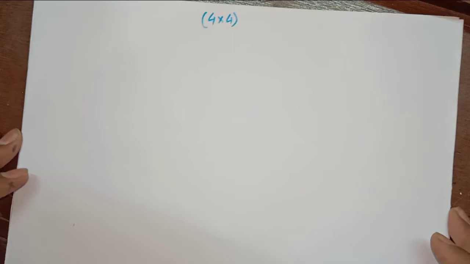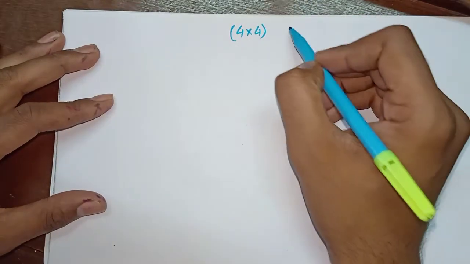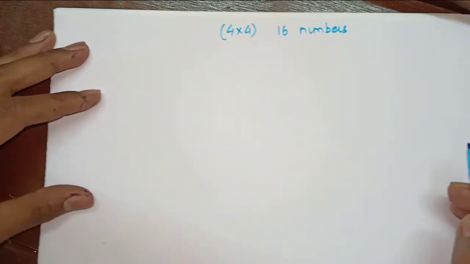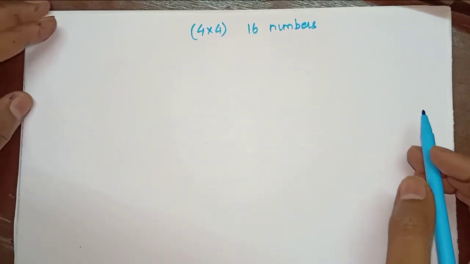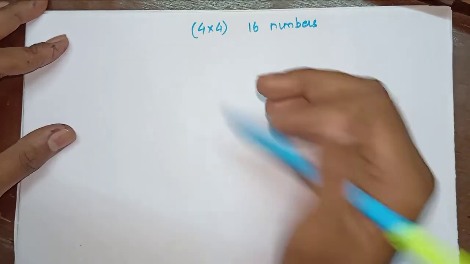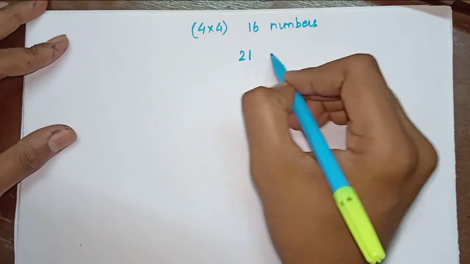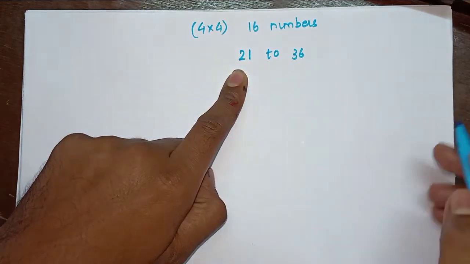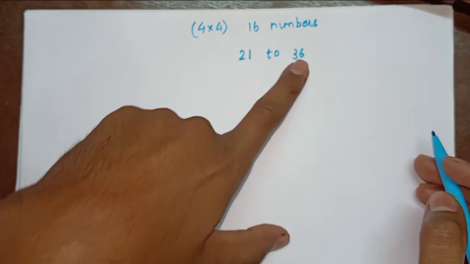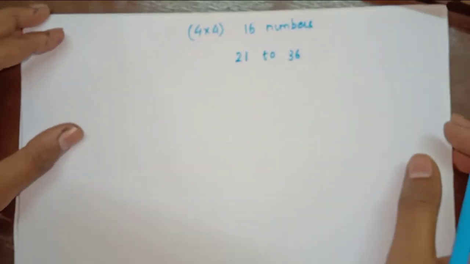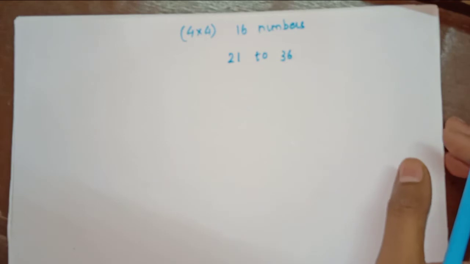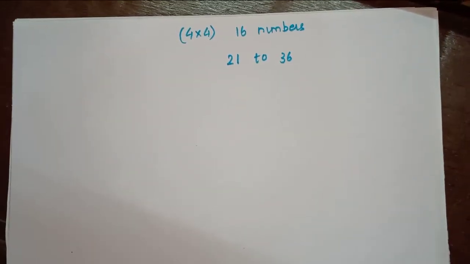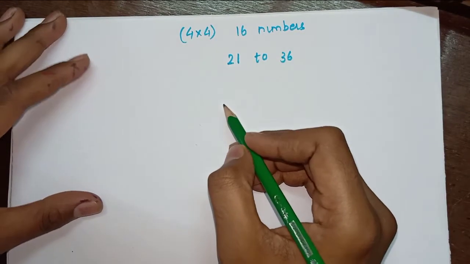But for this 4x4 magic square, you just need 16 numbers, only 16 numbers of any order. Now let's say for example I start with 21, that is after 20, so 21 to 36, because 16 numbers from 21 will end at 36. I will use a pencil rather than a sketch pen, because I have to reshuffle and rearrange also, and you will see how to make it.